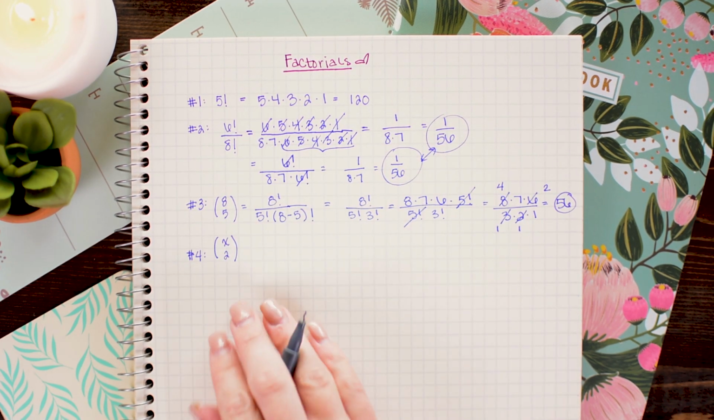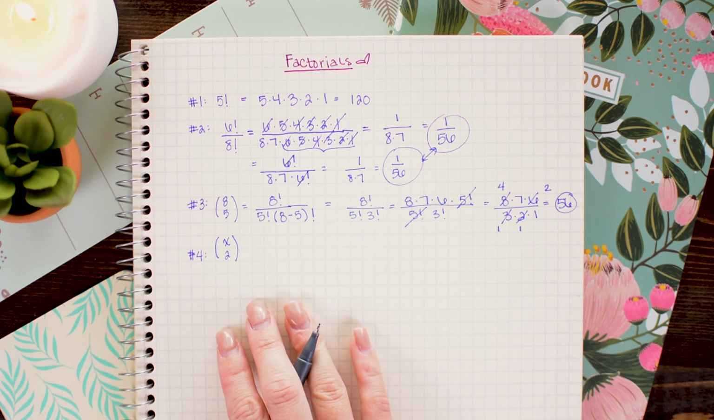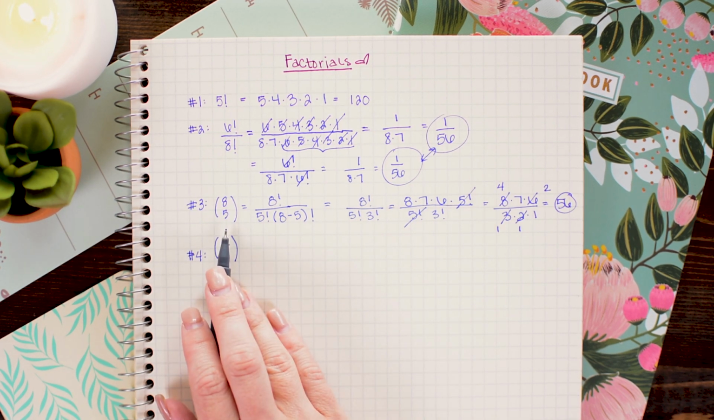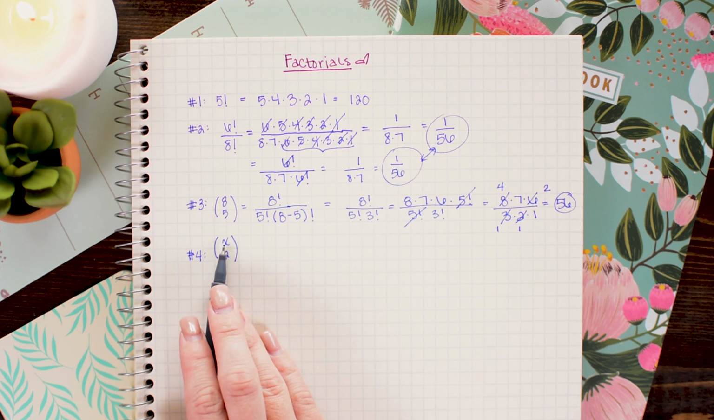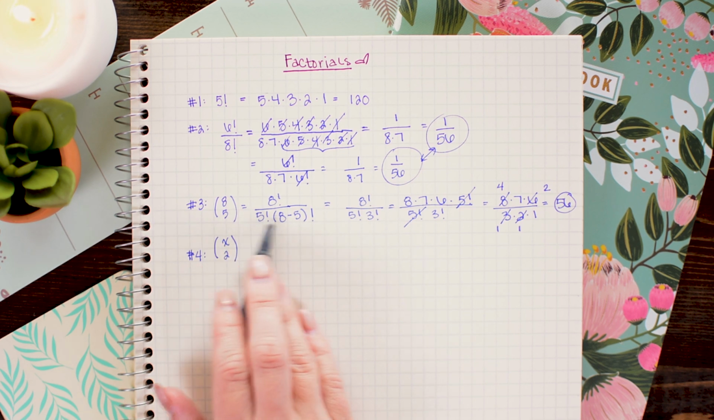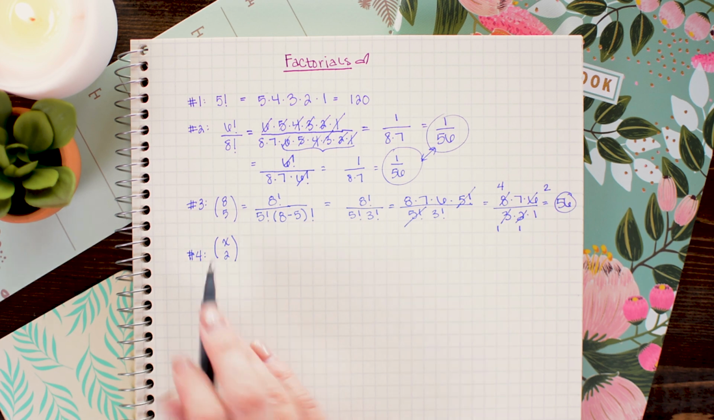All right, the moment you've been waiting for, let's try to do some with variables now. So let's apply this choose formula again. This time let's do x choose 2. So I have a variable in it that I need to work with. And I'm going to set up the formula just like I did here, but I'm just going to use the variable x in place of the 8.